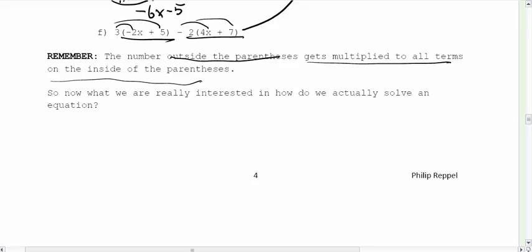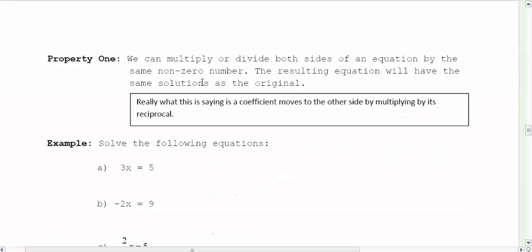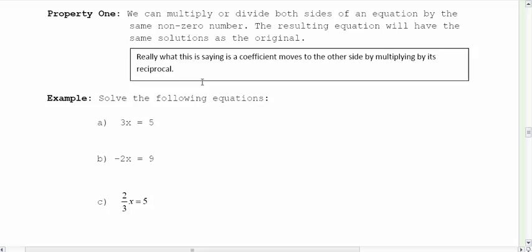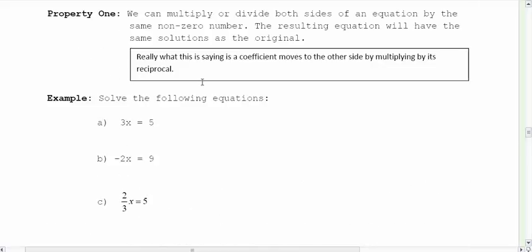Okay? Now we're going to get into actually solving an equation. We're going to have two properties we're going to talk about here. There are two things we can do when we have an equation. You can't do these things when you don't have an equation. Remember, what do you do with an expression? You get rid of the parentheses, you combine your like terms. That's it. You're not solving for x. You can't find what x is equal to.